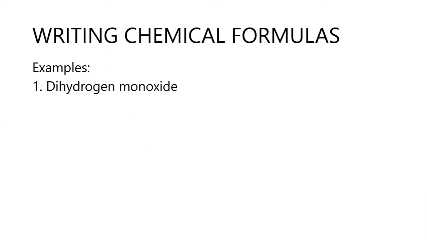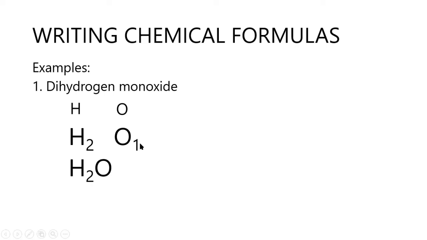Okay, example, dihydrogen monoxide. Sulat muna po natin yung symbol for hydrogen. And then yung symbol for oxygen. Then di means 2. And then mono means 1. And the final formula is H2O. Wala pong simplification na magaganap.